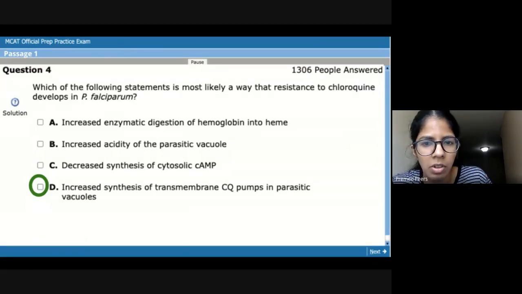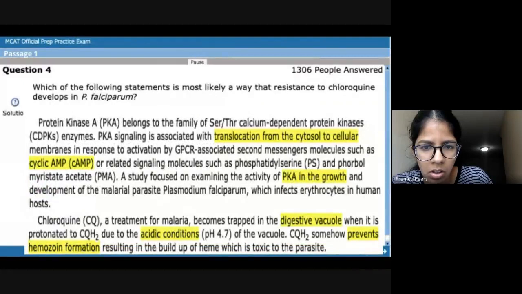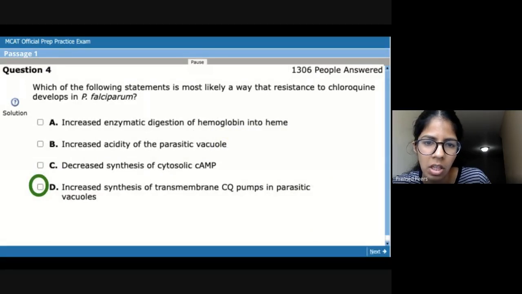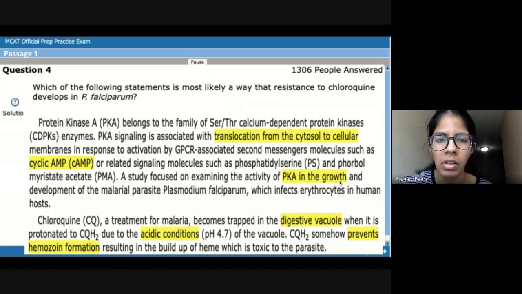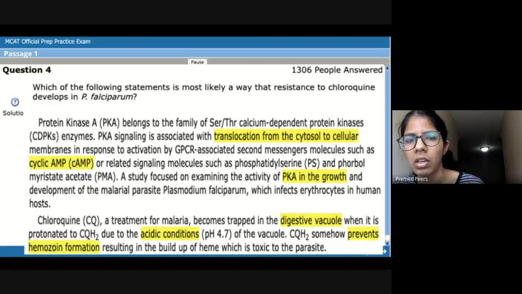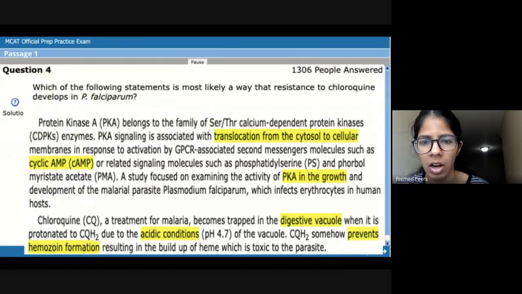And then increased enzymatic digestion of hemoglobin into heme. So heme is toxic to the parasite. So if there was more heme, that wouldn't give it resistance, that would kill the parasite. And then the last one, decreased synthesis of cytosolic cAMP. So cAMP activates PKA, which is needed for the growth of the parasite. So if you have less cAMP, the parasite isn't going to have increased resistance, which is increased ability to survive. It's going to die more easily.